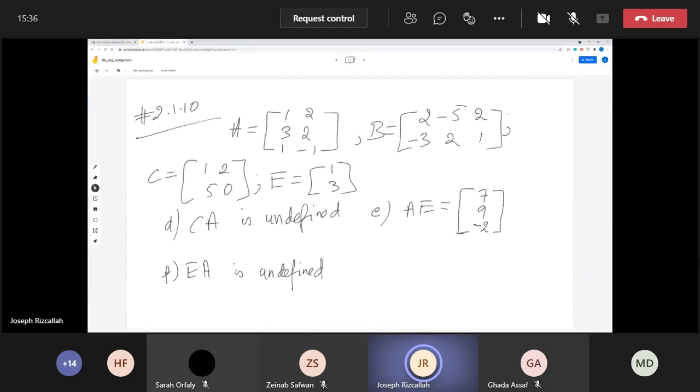BE. Again, it's undefined, you see, because the number of columns of B is 3, while E has only 2 rows. So this is part G, and then BE is undefined. Okay. Any questions?